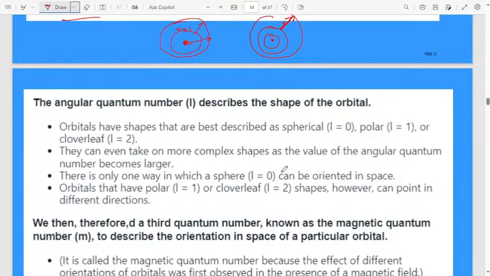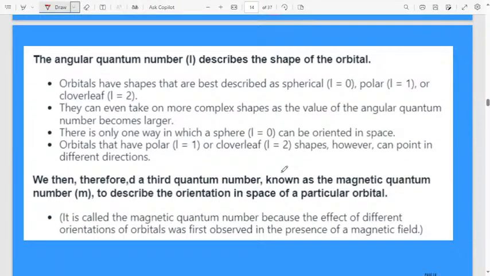Next one, angular quantum number: it describes the shape of the orbital. Orbitals have shapes that are best described as spherical if L is equal to 0, polar if L is equal to 1, and clover leaf if L is equal to 2. Very important point: the angular quantum number describes the shape of the orbital. In the exam they may ask: if L is 0, then the shape of the orbital is spherical. You have to remember, L equal to 1, then the shape is polar. Then L equal to 2, then the shape is clover leaf.